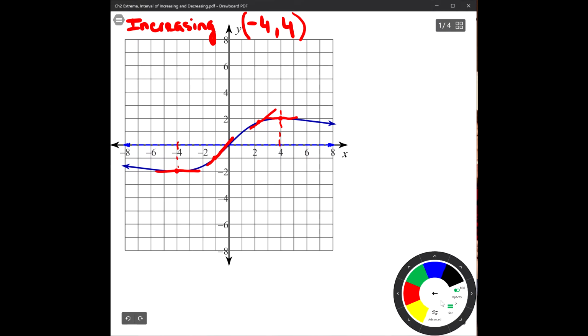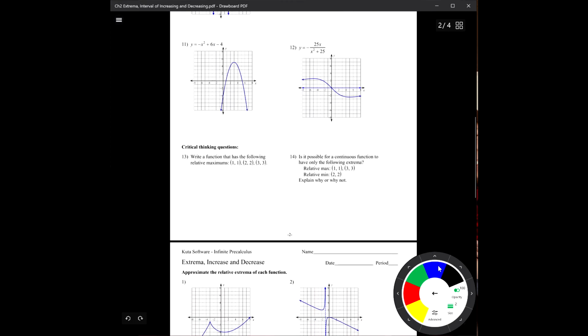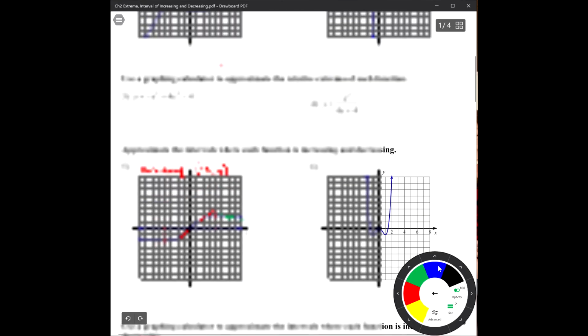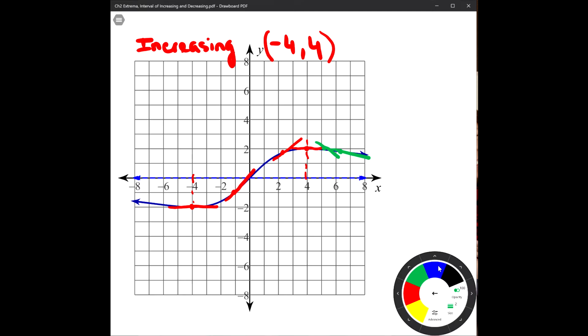For the decreasing interval, I can put a point right here, and if I draw a tangent line, I see my tangent line is going down, so that means my tangent line has negative slope. I can pick another one and draw it. I have a tangent line that has negative slope again. And for this interval right here, I can pick a point and draw a tangent line, it's negative slope, a point, tangent line, negative slope.